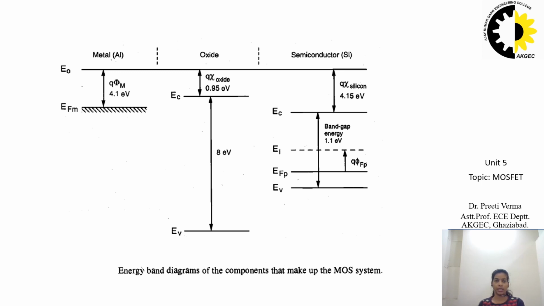On the metal side, the difference between EFM, that is the Fermi potential of the metal, and EO is 4.1 electron volts. For oxide, the EV and EC difference is around 8 to 9 electron volts, and the difference between EC and EO is 0.95 electron volts in case of oxide. For the semiconductor, the value lies near about 4.15 electron volts, and the band gap energy of the semiconductor is 1.1 electron volts.